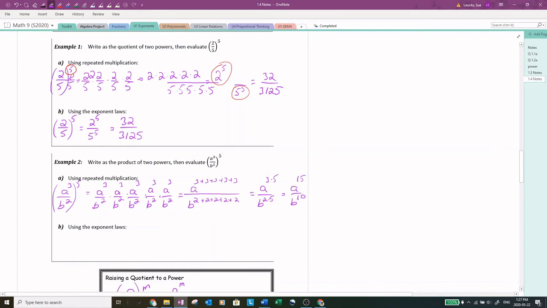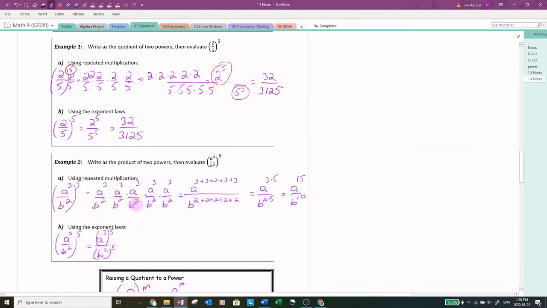Well, that was long and tedious, wasn't it? Let's try it using the exponent laws. So I have a cubed over b squared all to the fifth equals a cubed to the fifth over b squared to the fifth.